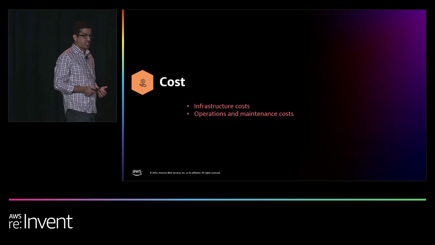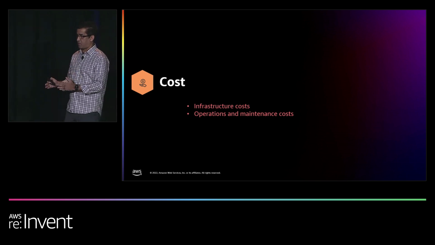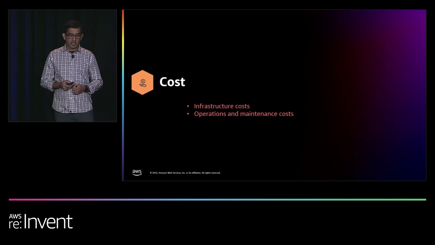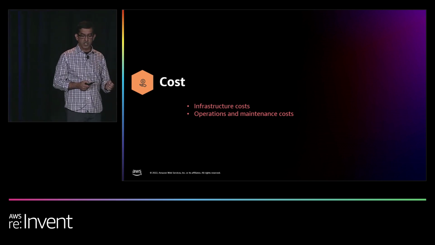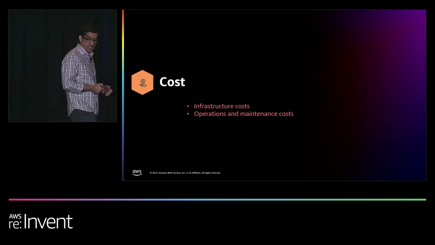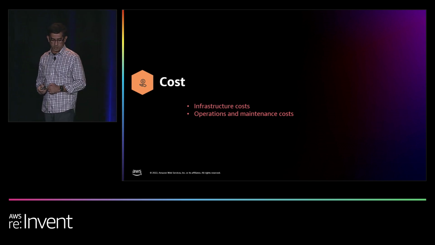Last but not least is cost, something that's on top of everyone's mind. First, there is the compute, storage, and networking cost, the infrastructure cost. But as I mentioned earlier, the biggest component of cost is the operations and maintenance cost of deploying and managing machine learning models in production. Let's double-click into both dimensions of cost.